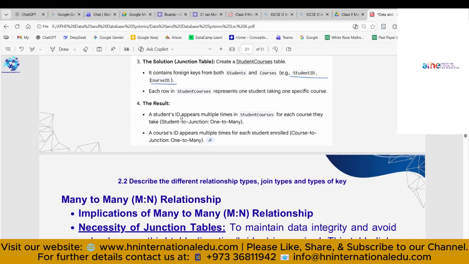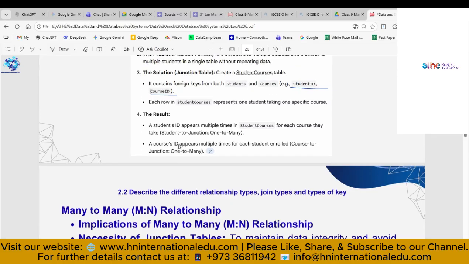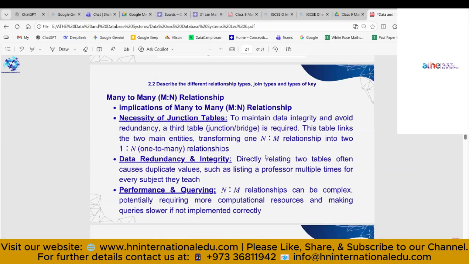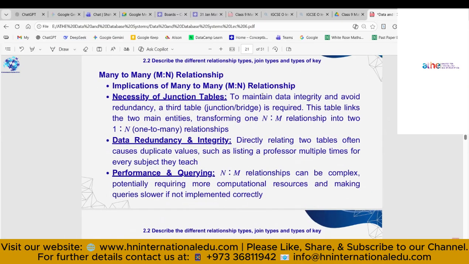And what will be the result? A student's ID appears multiple times in student courses, once for each course they take, which is a student to junction one to many relationship. And a course's ID appears multiple times, once for each student enrolled, which is a course to junction one to many relationship. So this is how the many to many relationship works. Next are the implications of the many-to-many relationship. The first one is the necessity of junction tables.